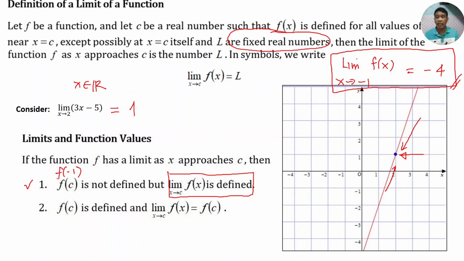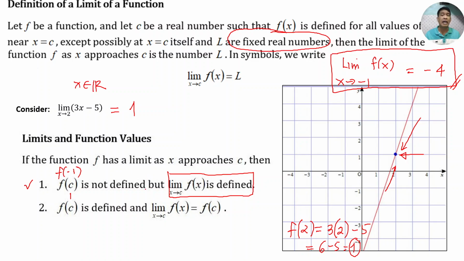So, itong pangalawang example natin, the limit of 3x minus 5 as x approaches 2 is equal to 1. f of c is defined because once you substitute 2 in this function, that gives us 3 times 2 minus 5, and that gives us 6 minus 5, which is equal to 1. So, f of c is 1, and the limit of f of x as x approaches 2 is also 1. So, f of c is defined, and the limit of f of x as x approaches c is equal to f of c.